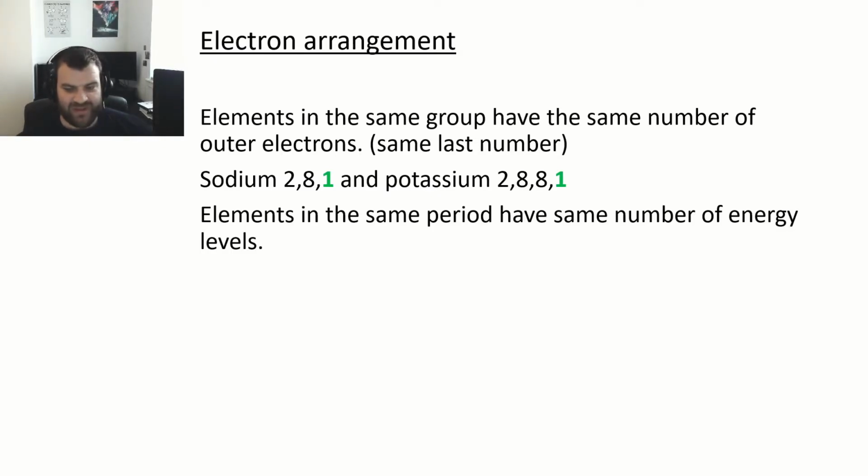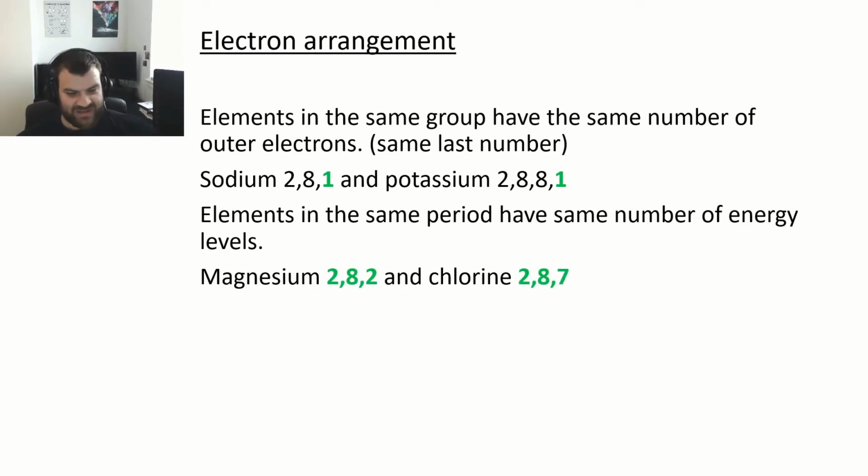Elements in the same period, so going across the way, will have the same number of energy levels. So magnesium and chlorine are in the same row, and they both have 3 energy levels, so 3 numbers in their arrangement. What questions could we be asked?